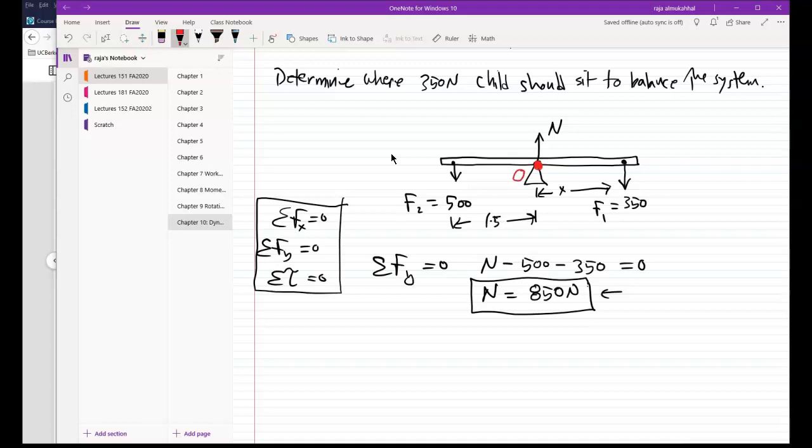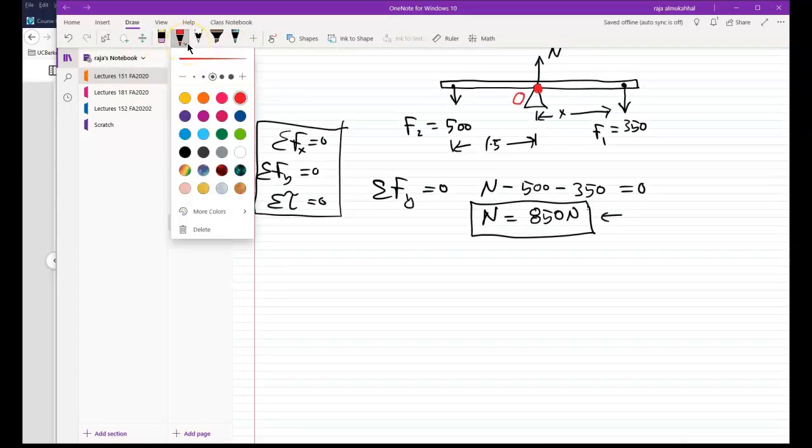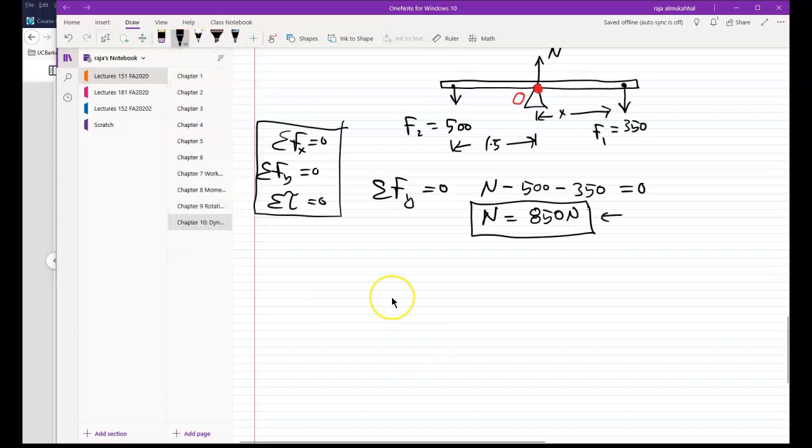Okay, so in this case, I want to do sigma tau about O equals 0. Do you see my notation? This O here is not a zero. It is this. You are taking the torque about O. I could have called it A. So in this case, sigma tau about A, sub A equals 0. You got that? But I like to call it O.